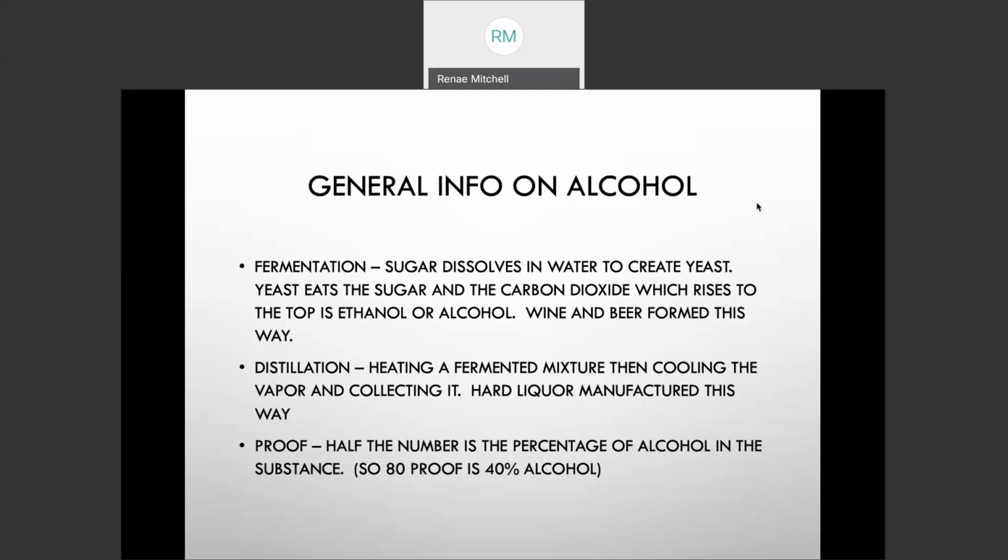All alcohol has a proof, which is a descriptive element of the alcohol. Proof is twice the percentage of alcohol in the substance. So half of the proof is the percentage of alcohol. So for example, 80 proof liquor is 40% alcohol.